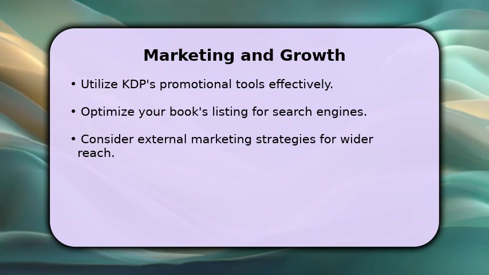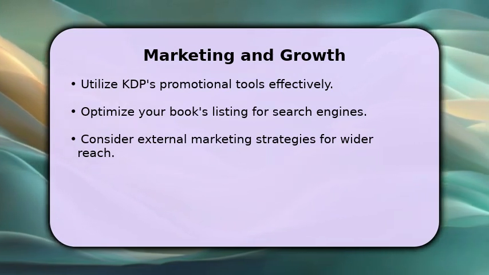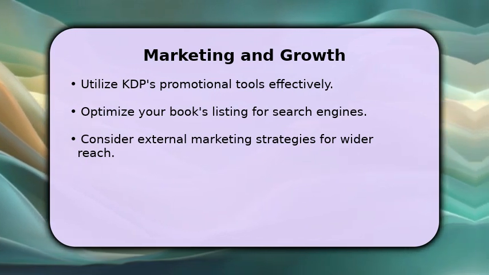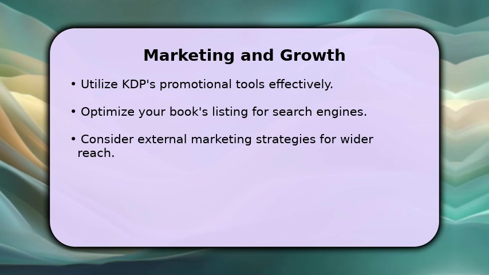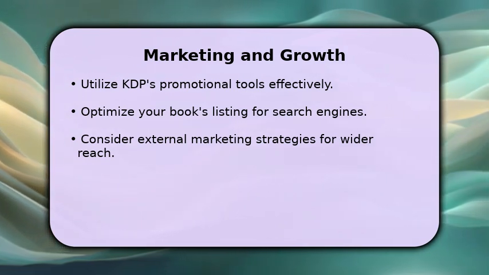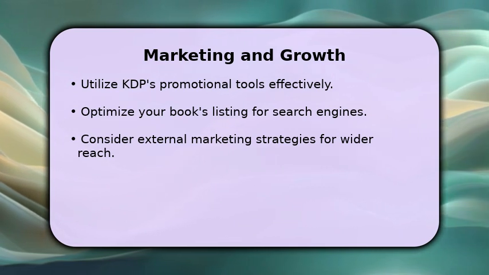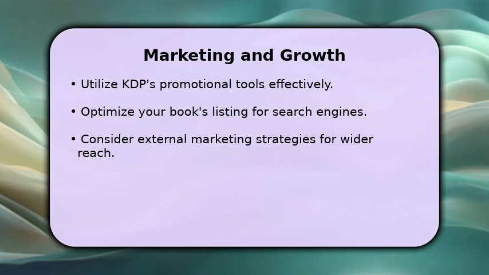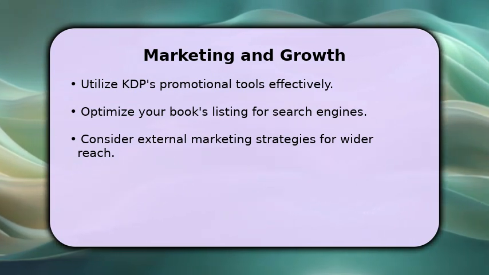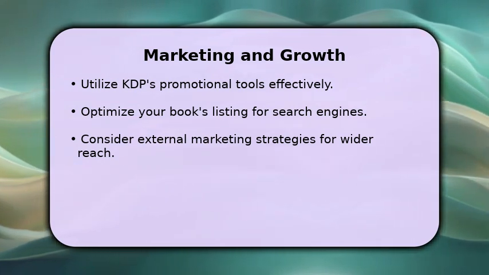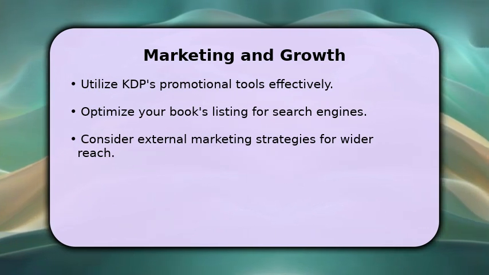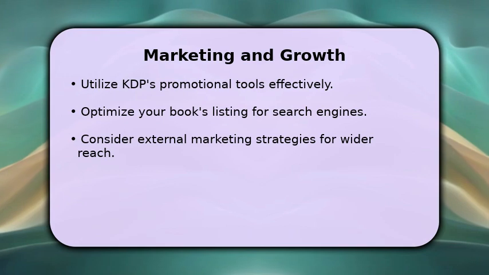Publishing is just the beginning. Effective marketing is vital for success. Utilize KDP's promotional tools, such as free book promotions or Kindle countdown deals, to boost visibility. Continuously optimize your book's listing with strong keywords and a compelling description to improve its search ranking. Also, explore external marketing strategies, like social media promotion or building an author website, to reach a broader audience beyond Amazon. Consistent effort here yields significant returns.